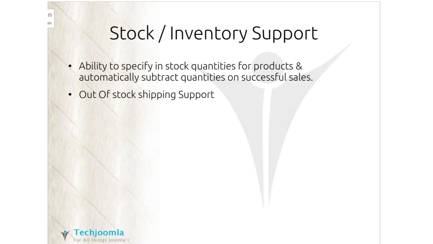So that's downloadable products. Then you have the standard stock and inventory support. We also let you decide if you want to use stock at all. If you want, you can skip it, or you can also choose that you still want to ship if the product is out of stock. So you can configure it any way you want.